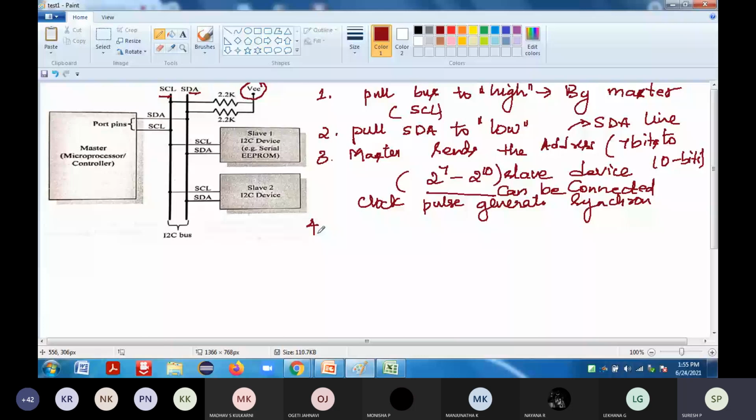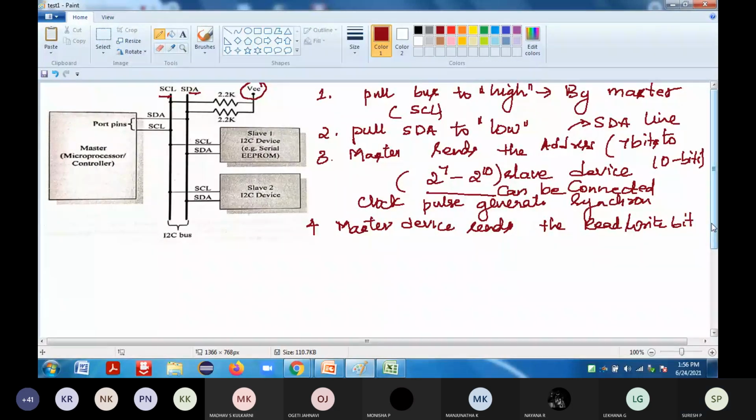Now, once the synchronization is done, the master device sends the read or write bit. That means it is either at the receiving end or the transmitting end. If it is at the transmitting end, it will place the bit onto the bus. Which bus is it going to place it on? It is going to place it on the SDA bus.